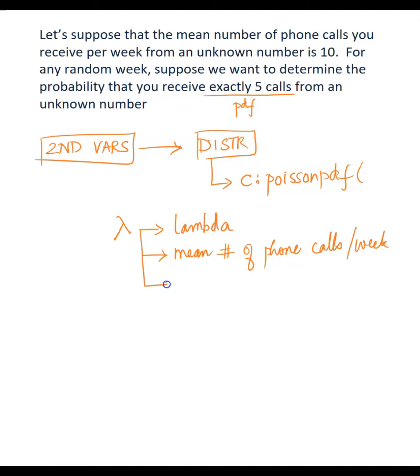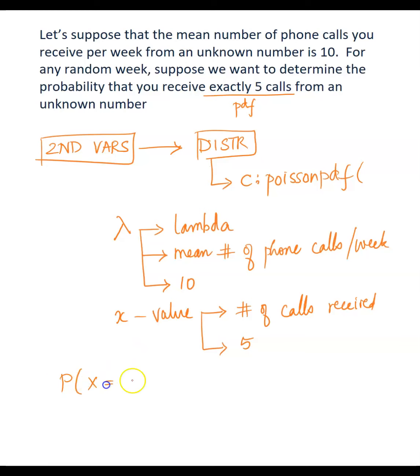So in our case, your lambda is 10. So punch in 10 there. Then you know the x value. X value is the number of times you receive the call, the number of calls received. And in our case, punch in 5 there. So you only have two things here, the lambda and the x value. So 10 and 5, and then hit paste. And that's it. You get your answer.